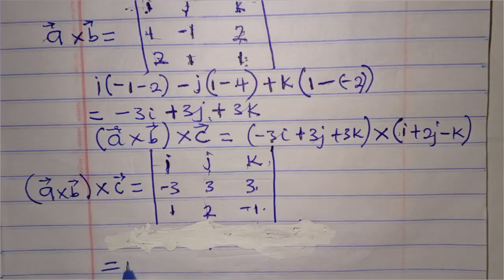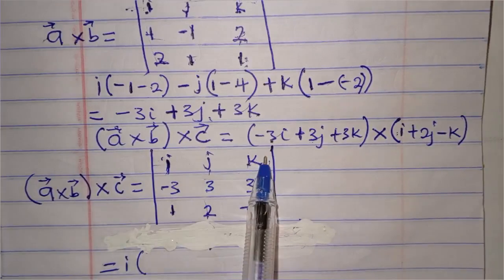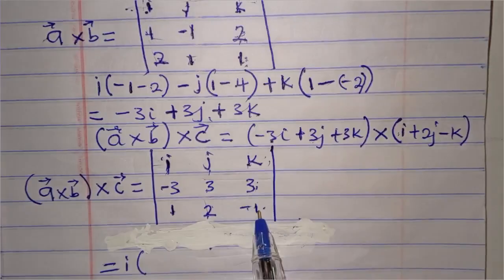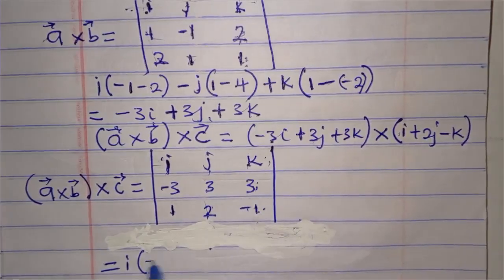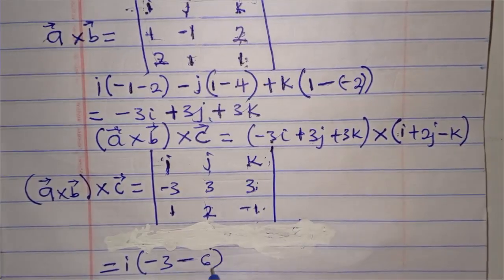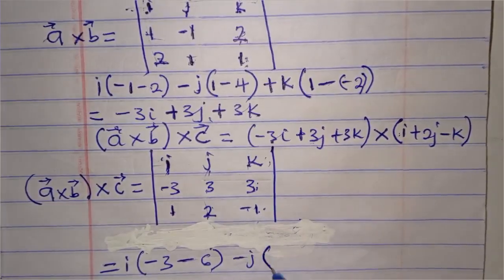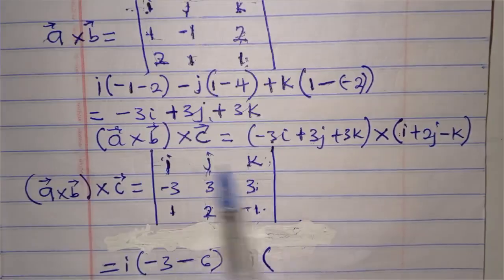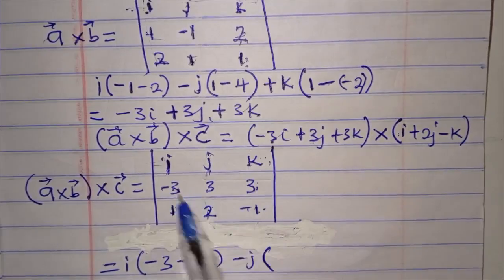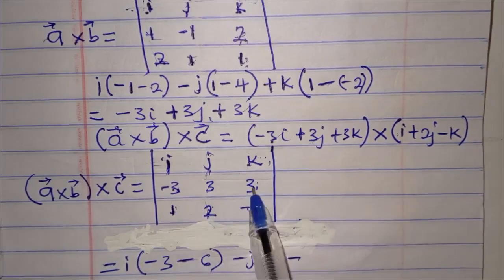So this is equal to: i is positive. Eliminate this column of i and this row of i. We have 3, 3, 2, minus 1. So 3 times minus 1 is minus 3, and 2 times 3 is 6, so minus 6. j is negative, minus j. Eliminate this column of j and this row of j. We have minus 3, 3, 1, minus 1. Minus 3 times minus 1 is 3, and minus 1 times 3 is 3.